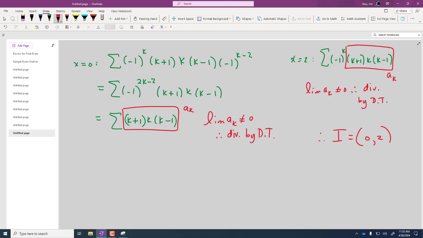Radius is 1. Cool. Okay, how about, should we do a binomial series one? Yeah, well, what do you think?